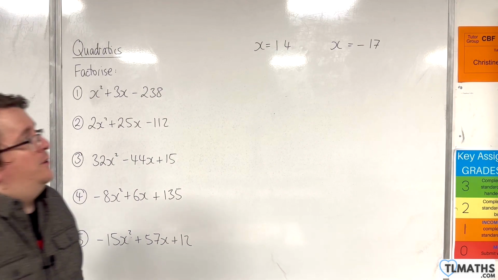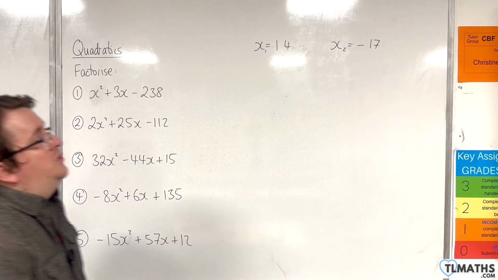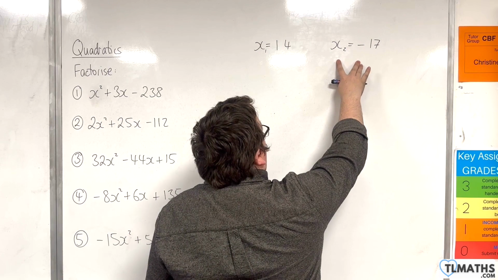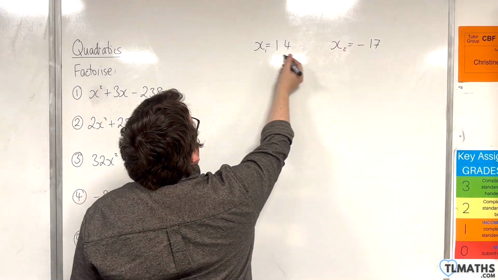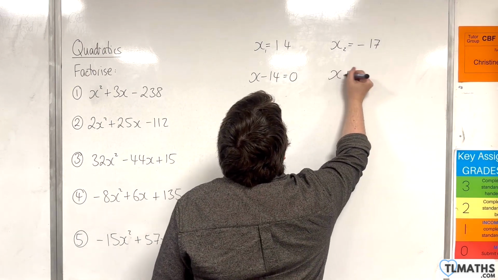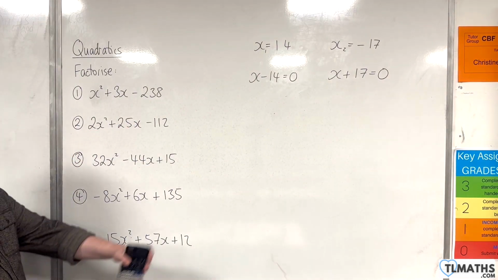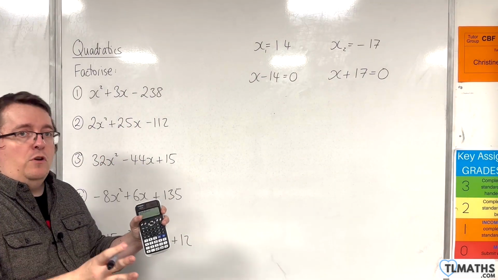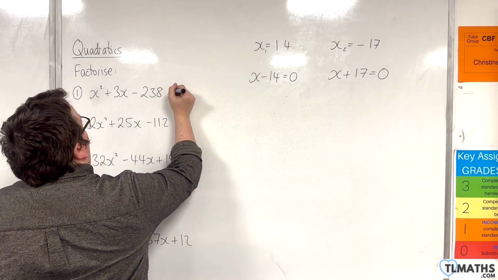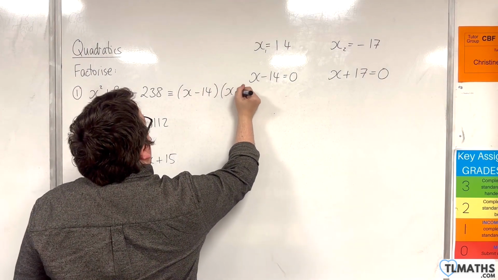What that's telling you is that your brackets need to be x take away 14 and x plus 17. Now the reason for that is you can rearrange these to get x take away 14 equals 0 and x plus 17 equals 0. So these are the two brackets that if they were 0, your quadratic would be going through those points on the x-axis. So this factorizes to x take away 14, x plus 17.